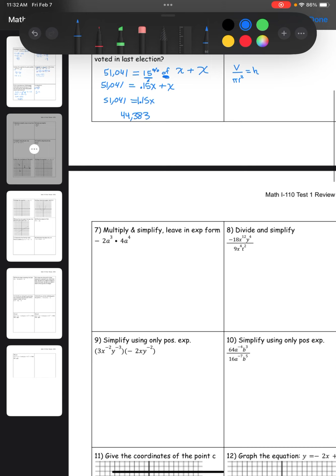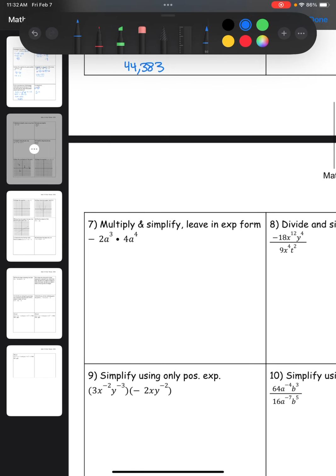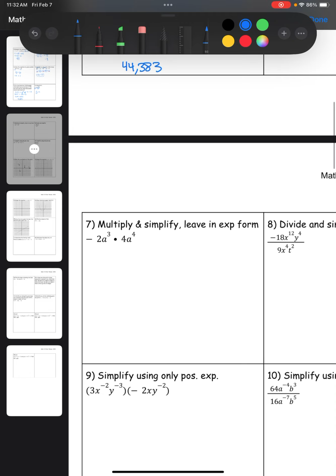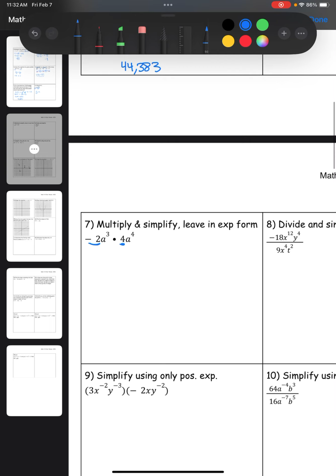All right. Number 7, multiply and simplify, leave in exponential form, so they don't want you to try to multiply it out. From there, we multiply like terms. This is kind of how that works. We have negative 2 times 4, negative 8, a to the third times a to the fourth, which actually when you're multiplying that, you're adding these exponents. So that's where you get a to the 7th. And that right there is just your answer.